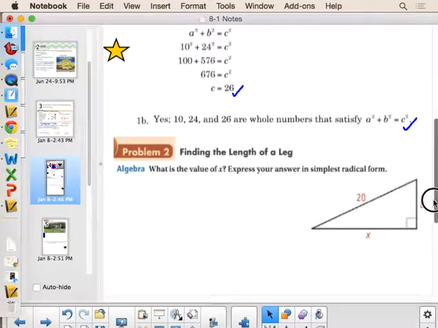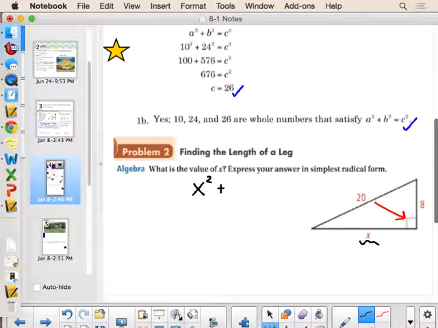Example number 2, we are finding the length of a leg. In this situation, I am noticing that 20 represents the length of my hypotenuse because it is across from the right angle. Therefore, my missing piece is one of my legs. So we're going to have x squared plus, well, the other leg that appears in my triangle is 8.